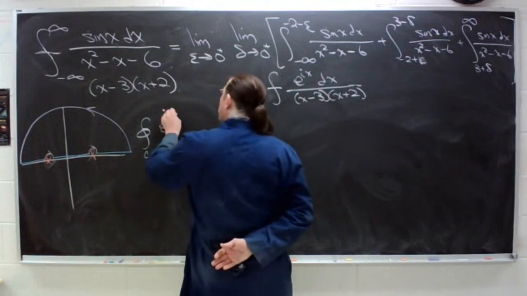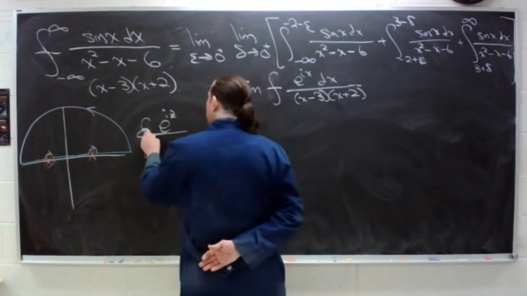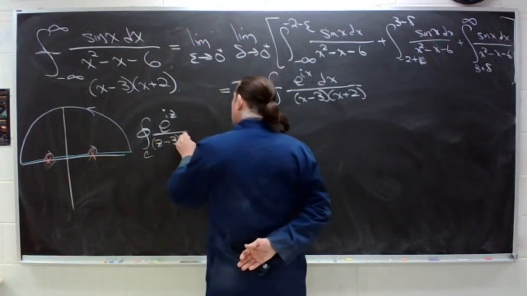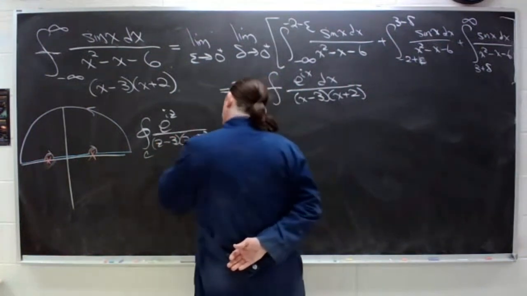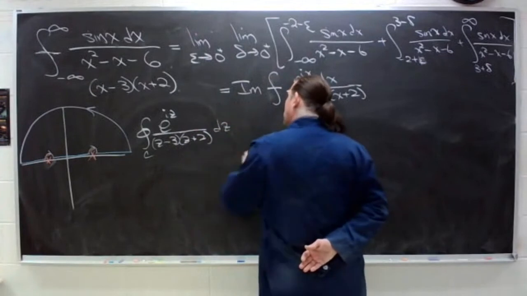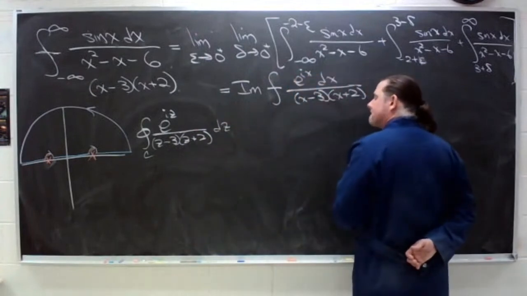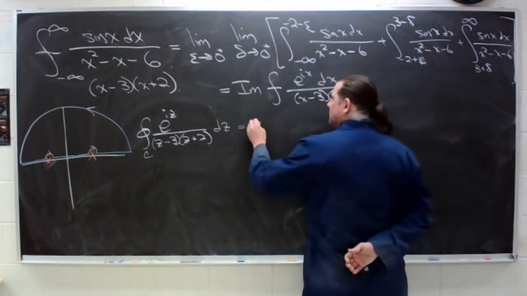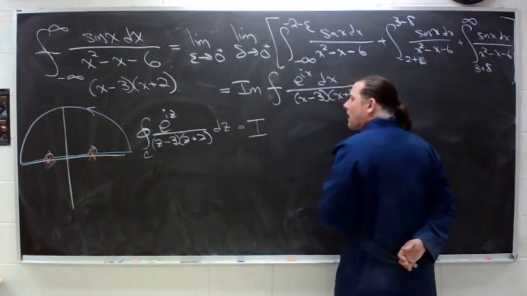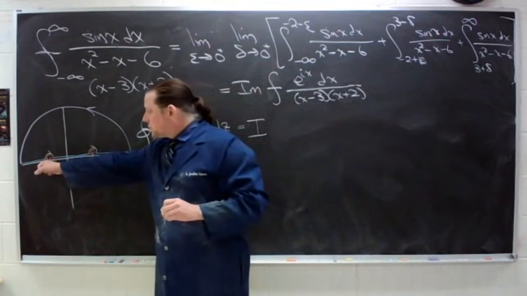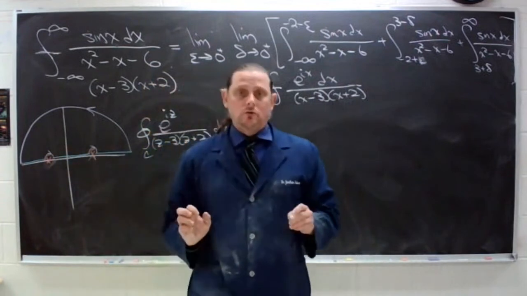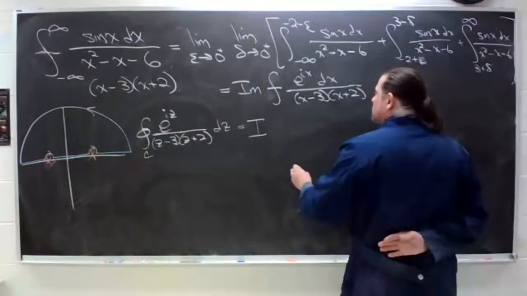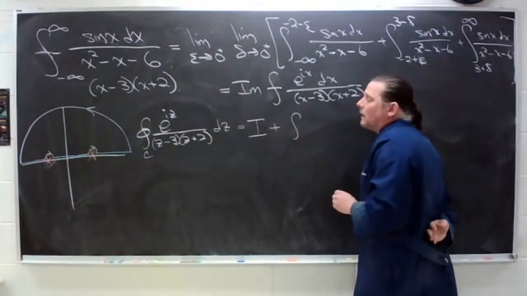So our loop integral of e to the iz divided by (z minus 3) times (z plus 2) dz is equal to our integral I, and then plus these two little semicircles. All right? So what are those two semicircles?